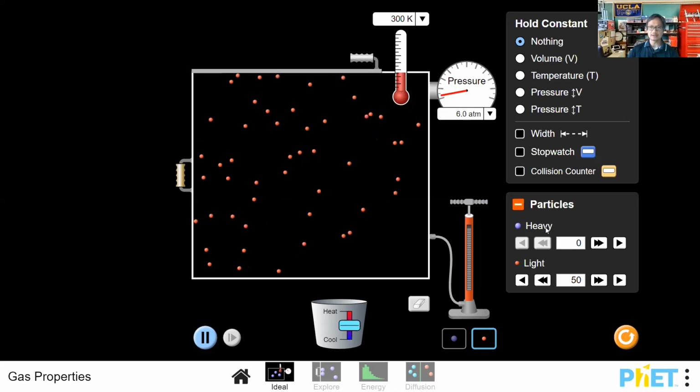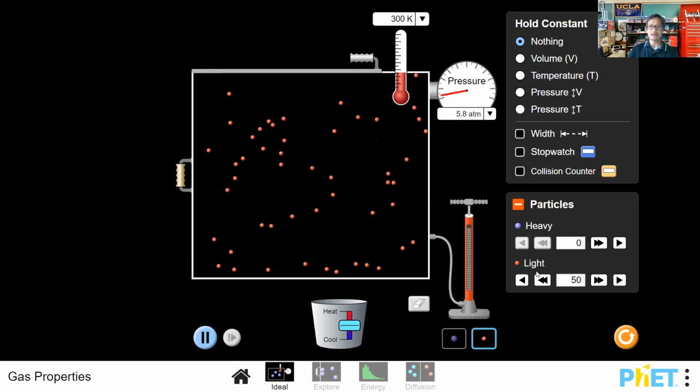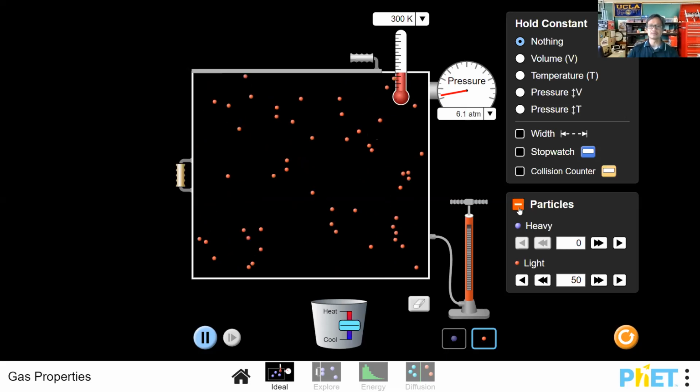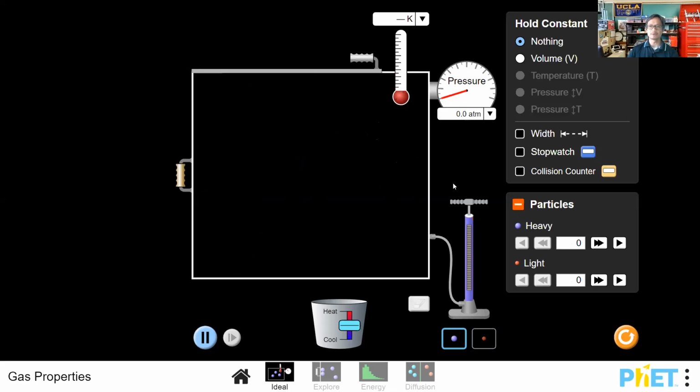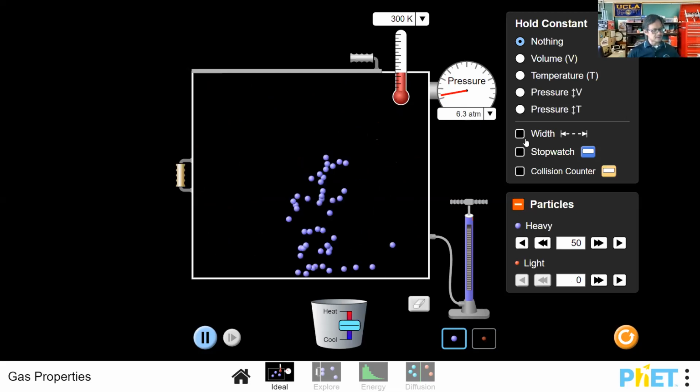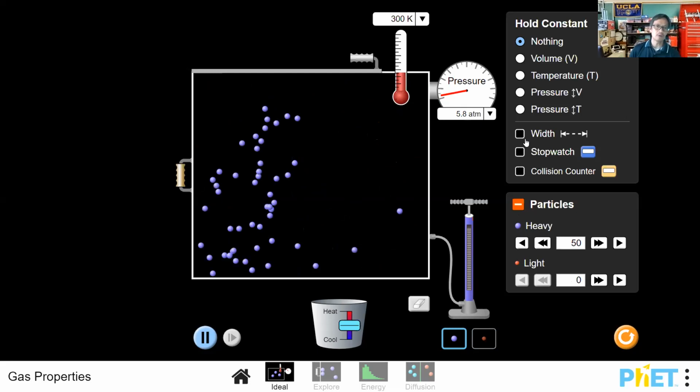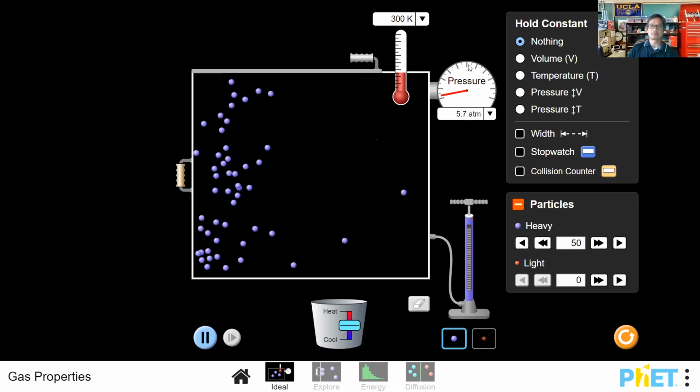Let's see how we can change that. I'm going to alter this. Let's go back to our large gas particle again. What does change the pressure? What does change the pressure and the temperature of these gases? What factors affect the pressure of the gas here?